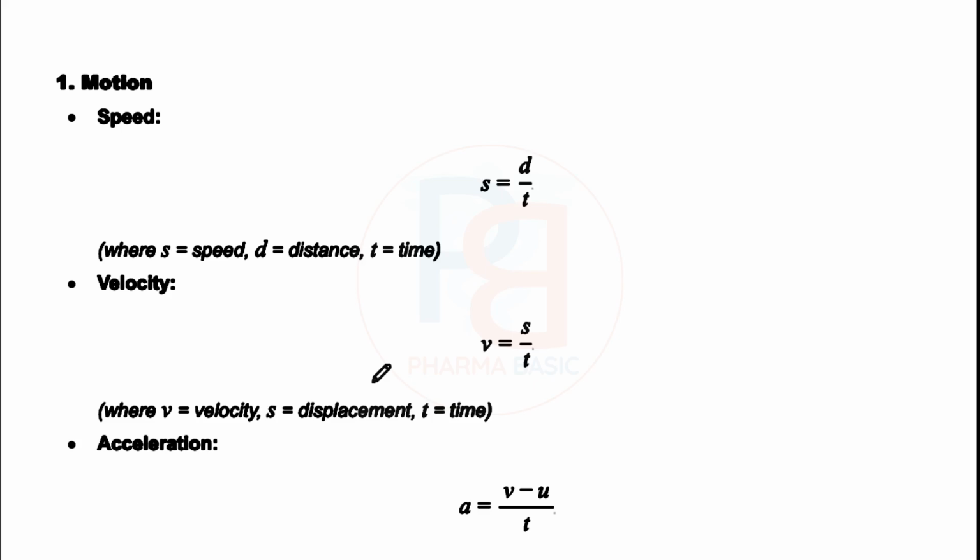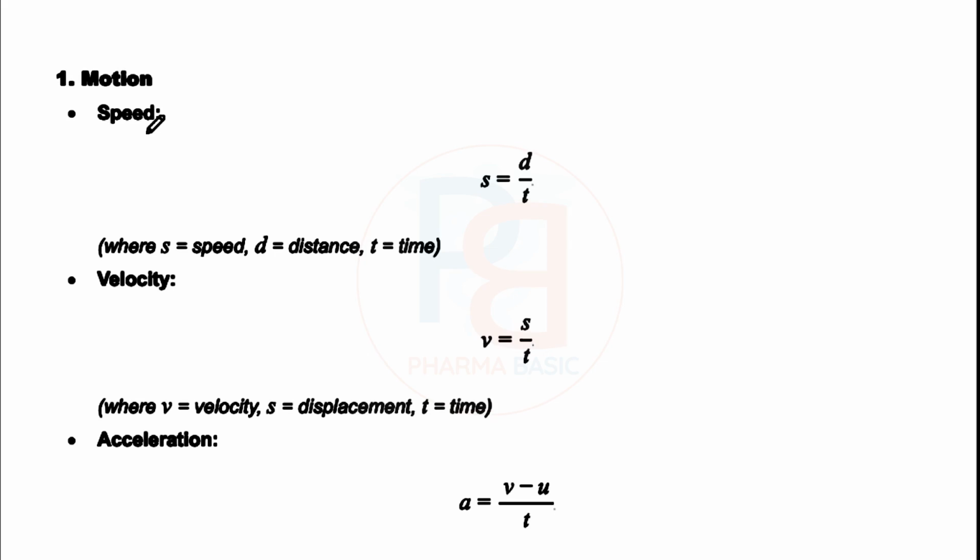In today's video, we are going to discuss the basic science formulas used in our daily life. So first one is the speed. Speed is equal to distance by time. That is S is equal to D by T. So that is the formula for speed.